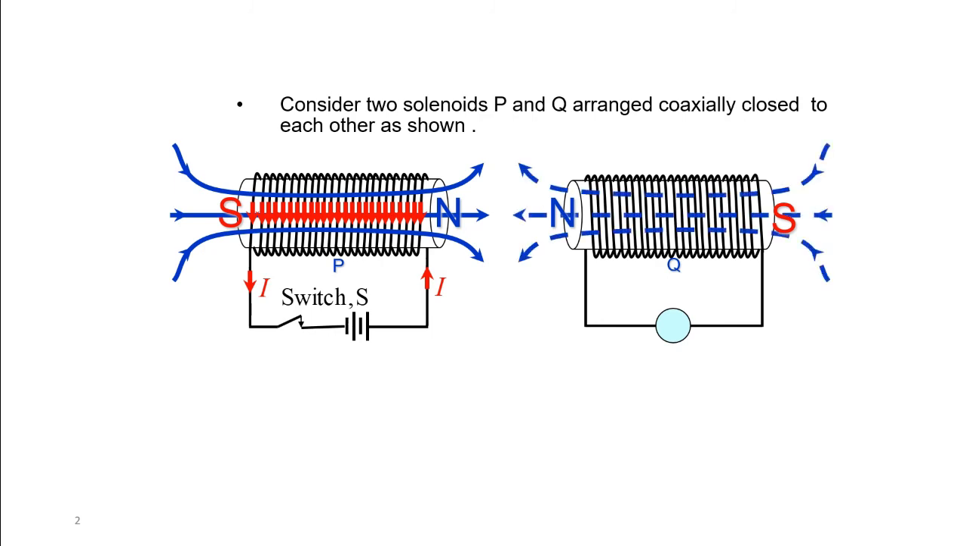To fulfill this, according to the right-hand grip rule, the induced current in solenoid Q should flow in the anticlockwise direction based on the way solenoid Q is wound, and the galvanometer will show a deflection.